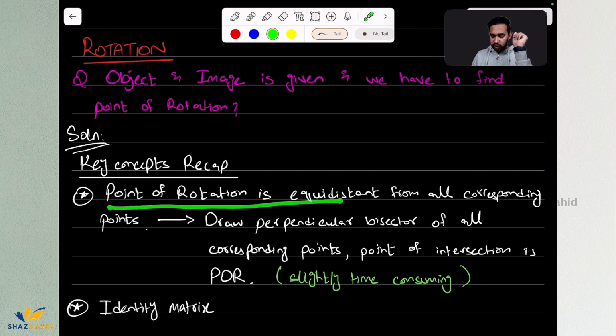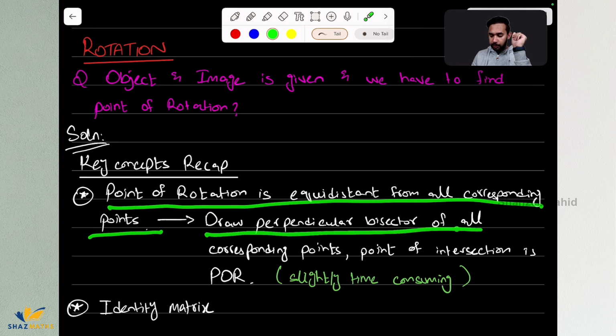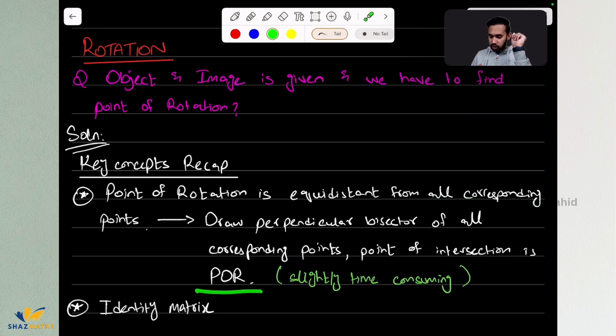Point of rotation is equidistant from all the corresponding points, right? That means we will draw a perpendicular bisector of all corresponding points, and the point of rotation would be the point of intersection of all those perpendicular bisectors. All right. Now, this is a slightly lengthier method. If that's a paper 2 question, if you're an IGCSE student or if you're a GCE O-level student, that means if it's a paper 1 question, I would recommend that you adopt a shortcut method.